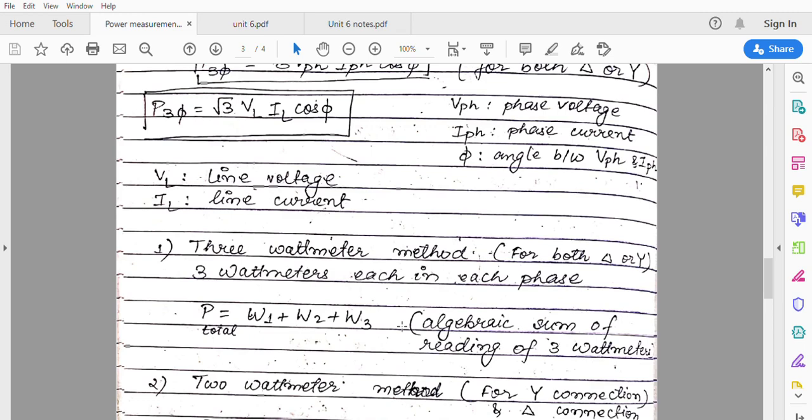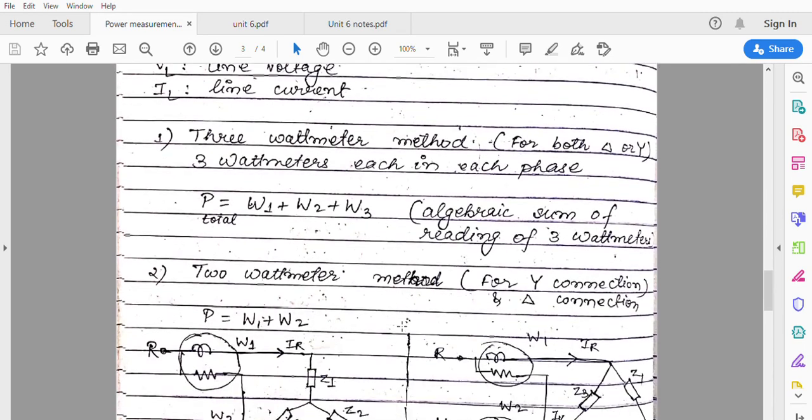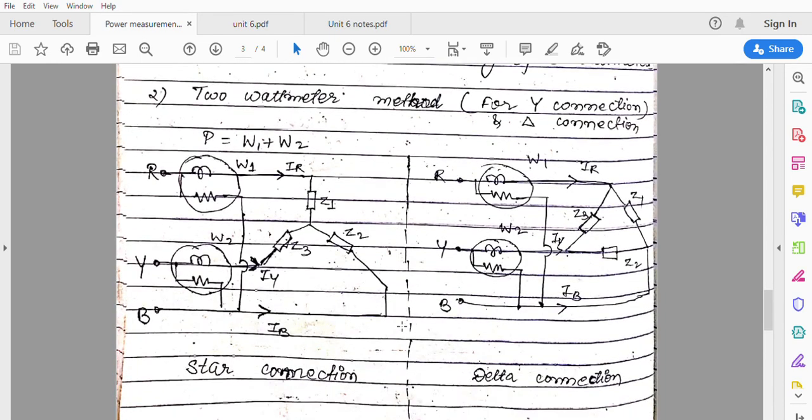But we can also measure the 3 phase power by the 2 wattmeter method. So how are we going to see this? This 2 wattmeter method is a very important method of power measurement. There is a derivation of how 3 phase power can be measured with 2 wattmeters. That derivation is not important for first year students, but in order to understand how we come to this, you can go through it once. So this is for a star connection.